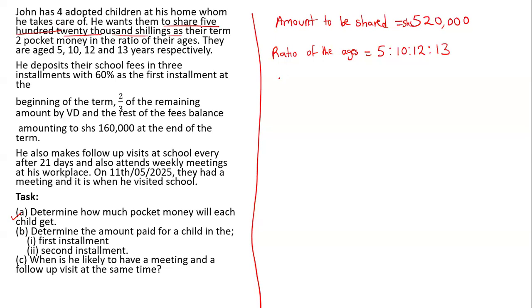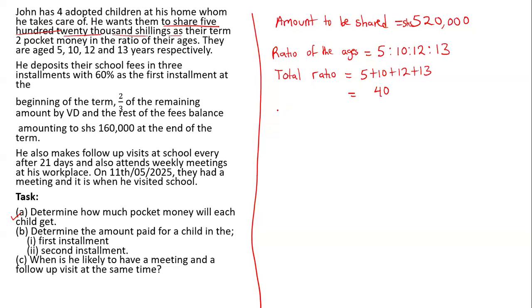So the first thing we are going to obtain is the total ratio. So the total ratio, we shall have 5 plus 10 plus 12 plus 13. And this one will give us 40. So that means that when you add up the ages of all the children, we end up with 40. Now from there, you go on and find how much each of these children is going to receive. Since we are finding pocket money for each child, we are going to start finding the pocket money basing on the age.